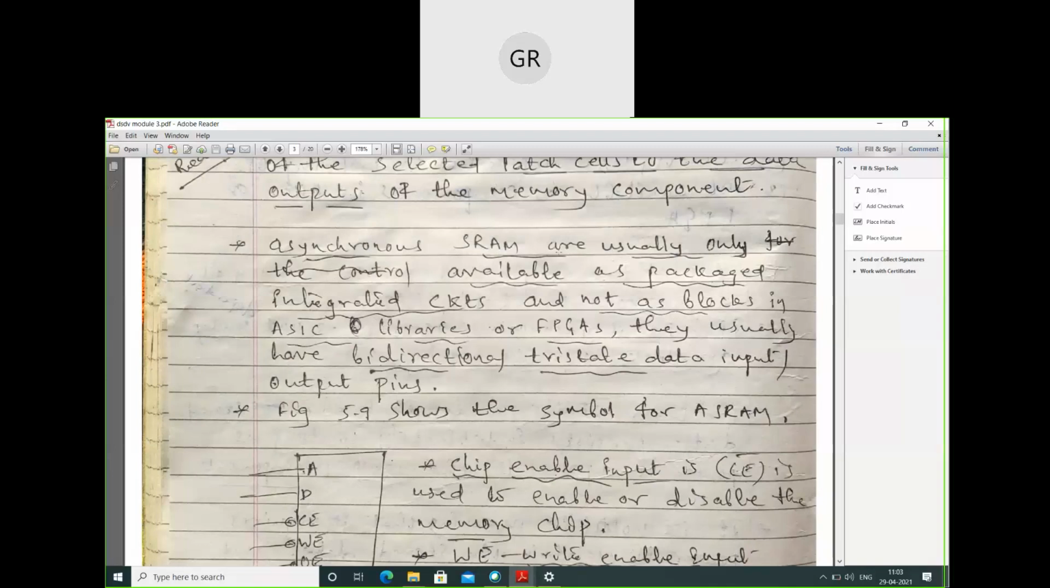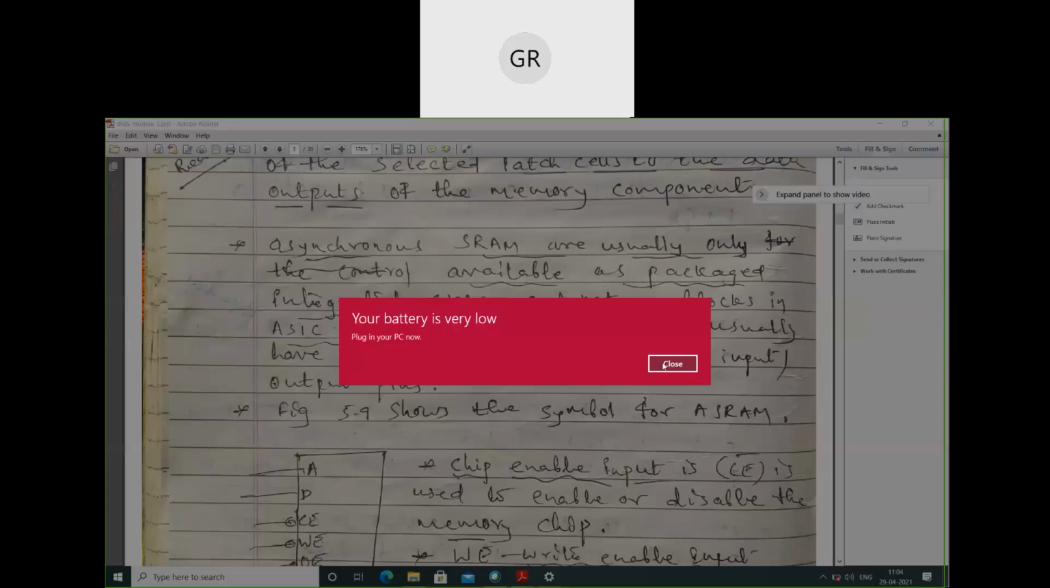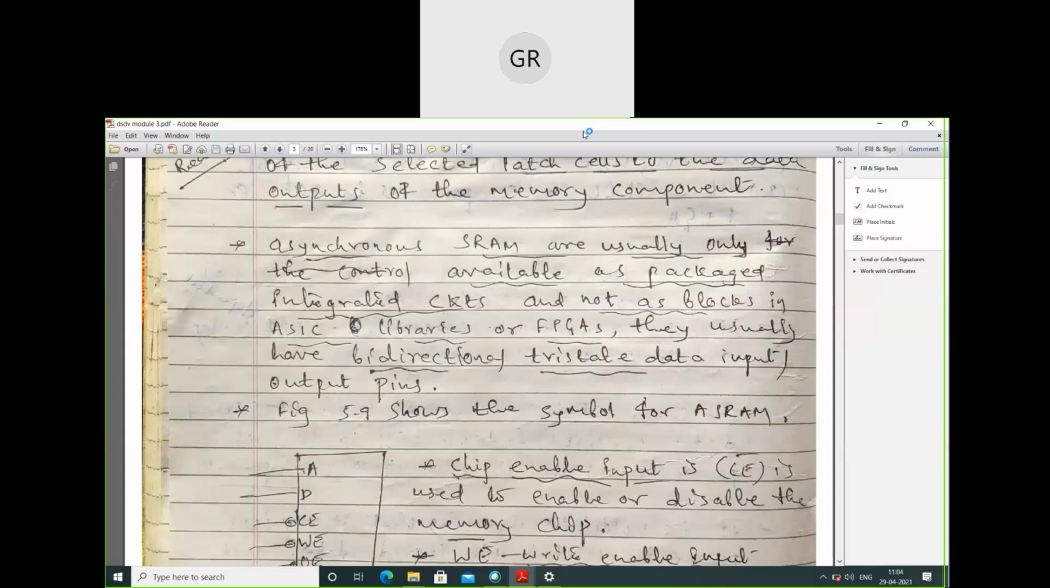Then here, asynchronous SRAMs are usually only available as packaged integrated circuits. That means ICs, packaged integrated circuits. This is what is meant by packaged integrated circuits. It can be available as an IC, not as blocks in ASIC libraries or FPGA. Okay, one more thing we'll discuss here.